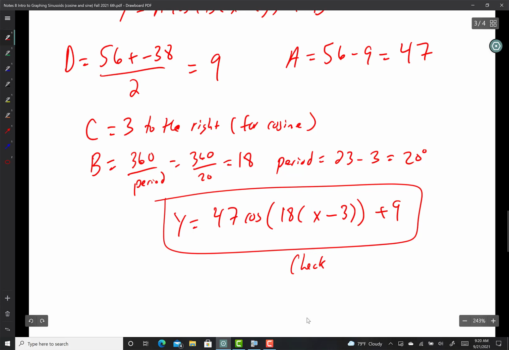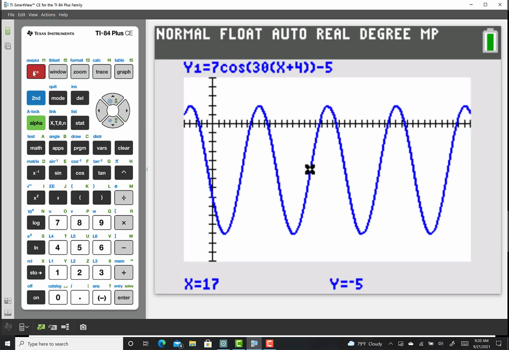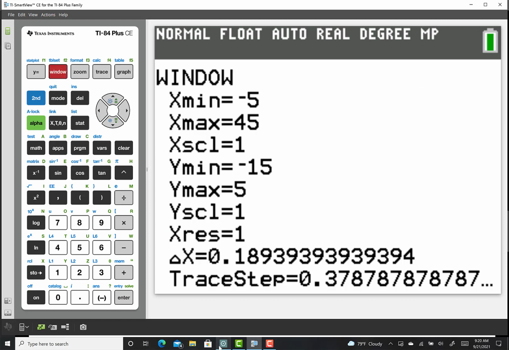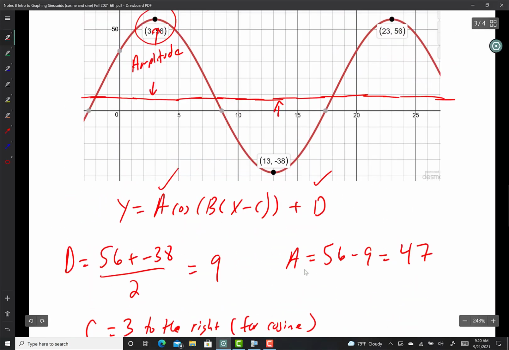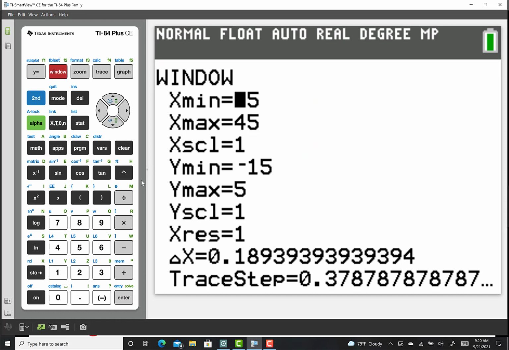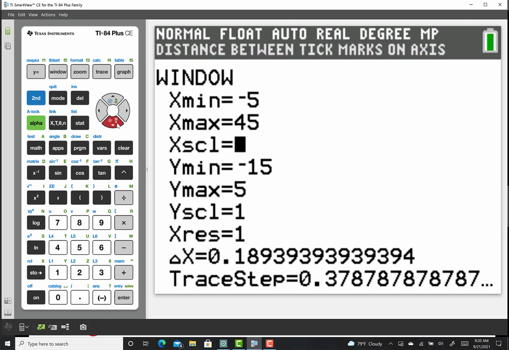You guys want me to check it really fast? All right, let's check it. What was the equation? Y equals 47 cosine, parentheses 18, parentheses x minus 3, close, plus 9. Let's see. Window. I already forgot. What's the lowest? Negative 38. So I'm going to... Oh, actually, negative... Okay, I got it. Negative 5 to 45, that's fine.